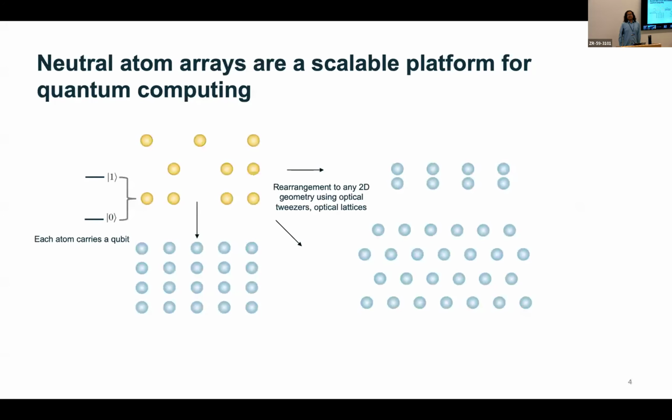Great. So the other ingredient of my title was neutral atoms. Neutral atoms are a scalable platform for quantum computing. We have seen multiple talks showing us how each atom carries a qubit. They can be rearranged into arbitrary geometries, something like this to do two-qubit gates, something like this, like a square lattice for quantum simulation, or even a triangular lattice like that.